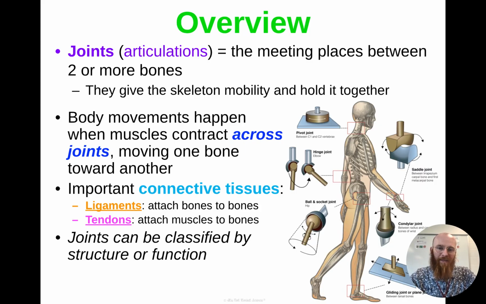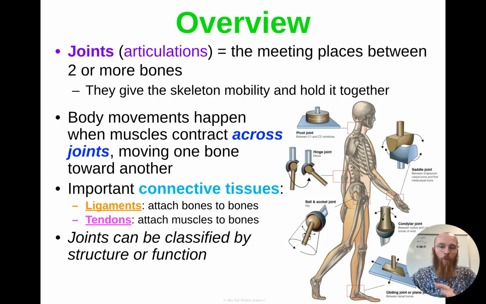Body movements are going to happen when muscles contract, right? So they shorten, they are active, and they contract across these joints. And this is going to be moving one bone toward another bone. And so muscles pulling on bones between 2 points is how we actually create all of this movement.